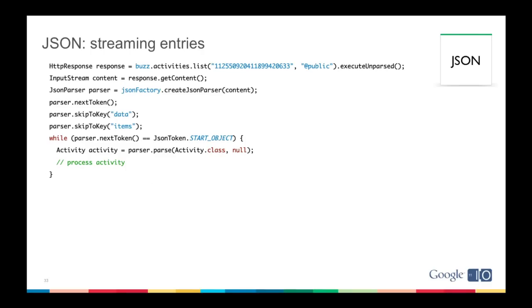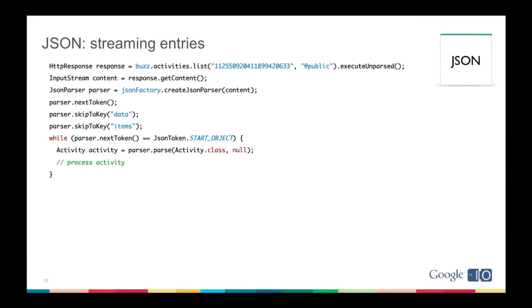So you'll notice here that one thing I changed at the top is I'm using execute unparsed. So that's going to return the HTTP response. And I can just do get content, which gives me an input stream. I parse it using the JSON stream parser. I go to data, I go to items, and then I parse each object separately.